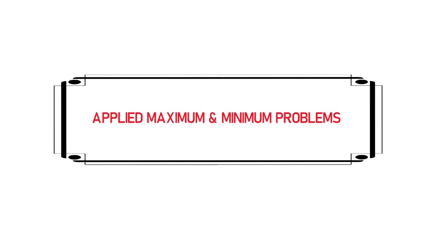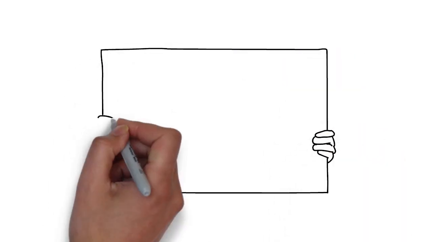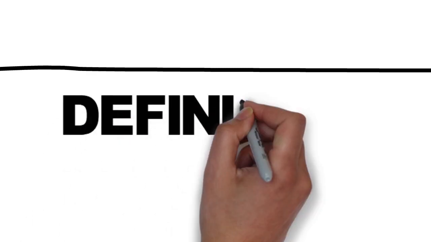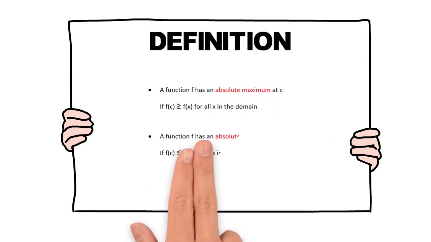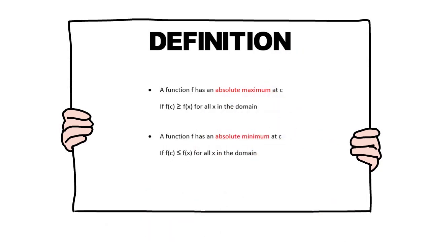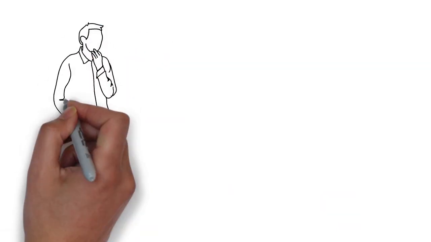Hello everyone. Today I'm going to teach the topic of maximum and minimum problems, or optimization problems, in Calculus 1. So, what's the definition? A function f has an absolute maximum at c if f of c is equal to or greater than f of x in the domain, and the same goes for minimum. It will occur if f of c is equal to or less than f of x in the domain.